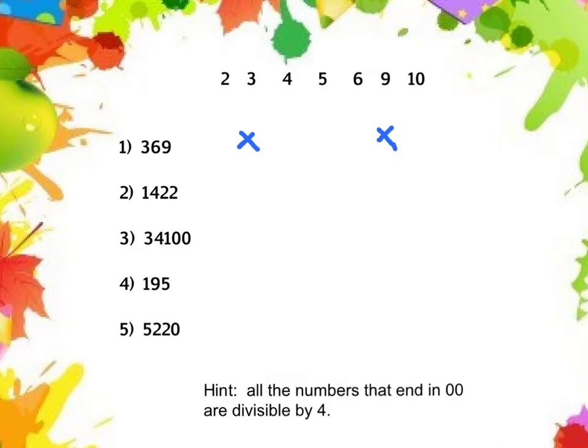1,422. This number is an even number, so it's going to be divisible by 2. If you add the digits, it gives you 9, which is divisible by 3. It is not divisible by 4, but if it's divisible by 2 and 3, it is divisible by 6. It is also divisible by 9 because the addition of the digits gives me 9.